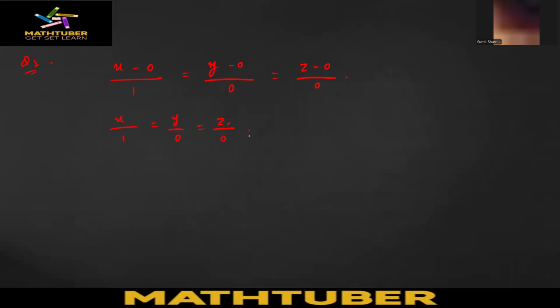Now, the third question is an easy question. Two lines are perpendicular, and we have to find the value of k. If two lines are perpendicular, then their b1 dot b2 is always 0. So a1 a2 plus b1 b2 plus c1 c2 will become 0, and you can easily find the answer. You can do it by yourself. Similarly, we have to find the shortest distance between two lines. Again, the same kind of question, so you can do the fourth question also by yourself.